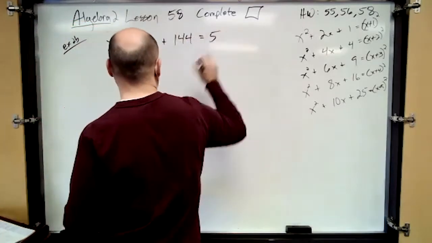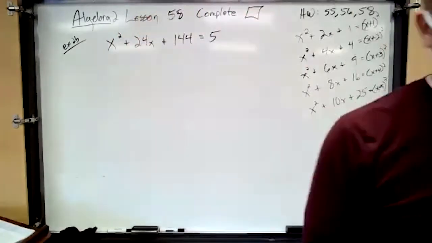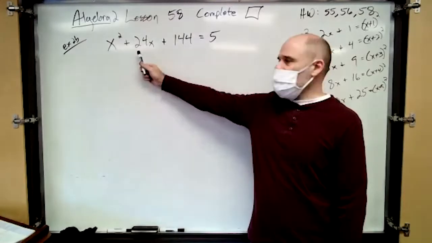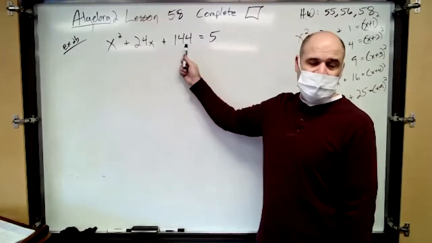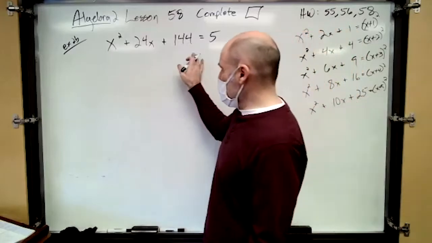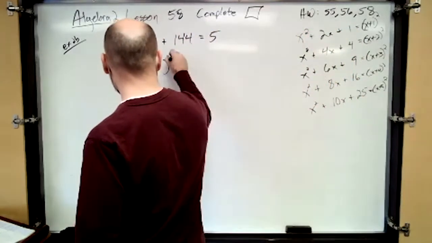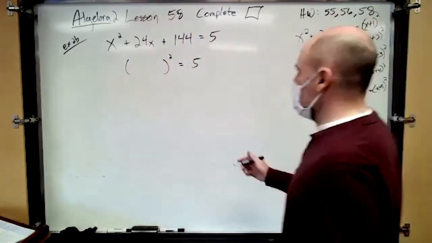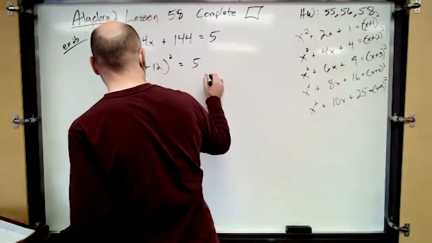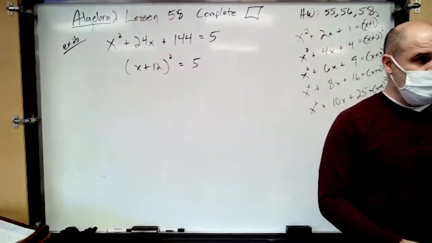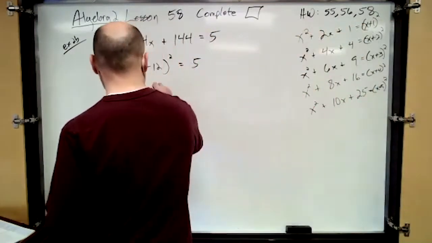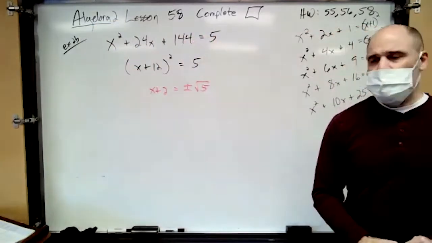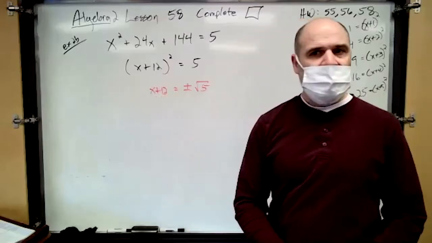Okay, so this is already done for you, right? Because look at this. What's half of 24? 12. And 12 squared is 144. So this is already done. So all you have to do is factor this. How does this factor? x plus 12, or x plus 12 in parentheses squared. Now what? Now square root it. So you get x plus 12 equals positive or negative square root of 5.